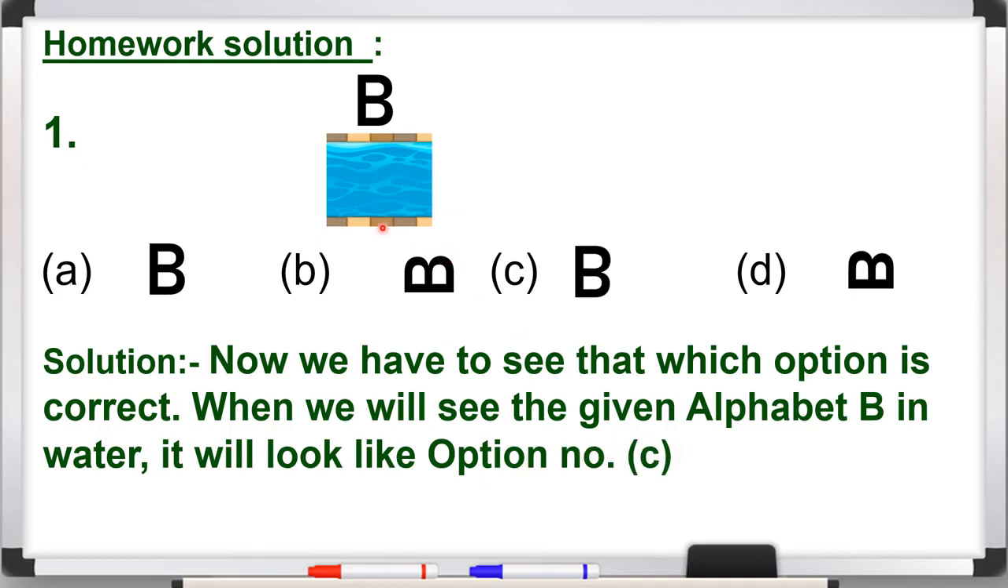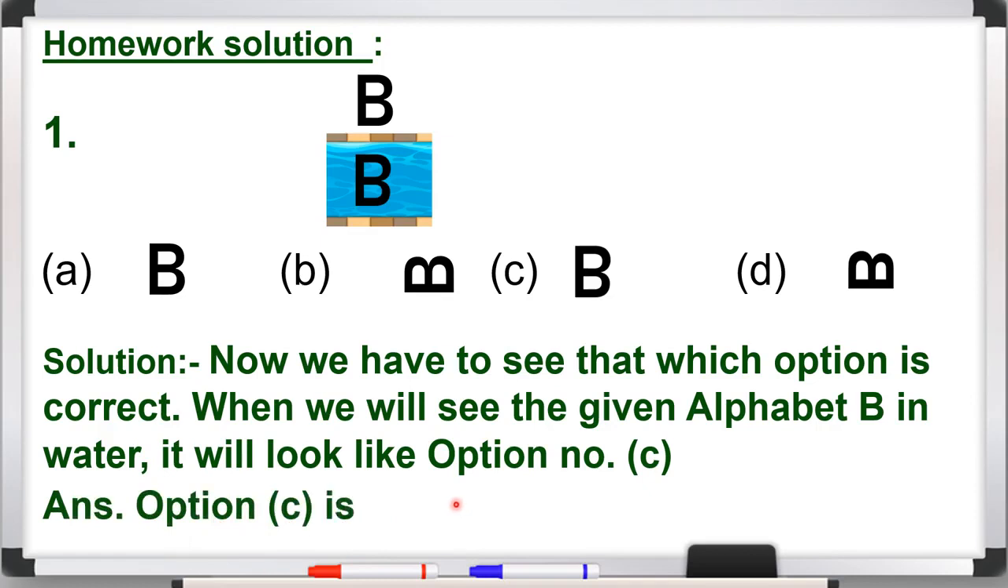ठीक है? How beta? Ma'am has told you earlier that in water image our bottom becomes top and top becomes bottom. जो हमारी टॉप पे जो चीज होती है वो बॉटम पे आ जाती है और जो बॉटम वाली होती है वो टॉप पे चली जाती है. Okay, so let's see how we will look B in our water image. It looks like this. Okay, and it is in option number C. That's why option number C is correct. So here we will write option C is correct.